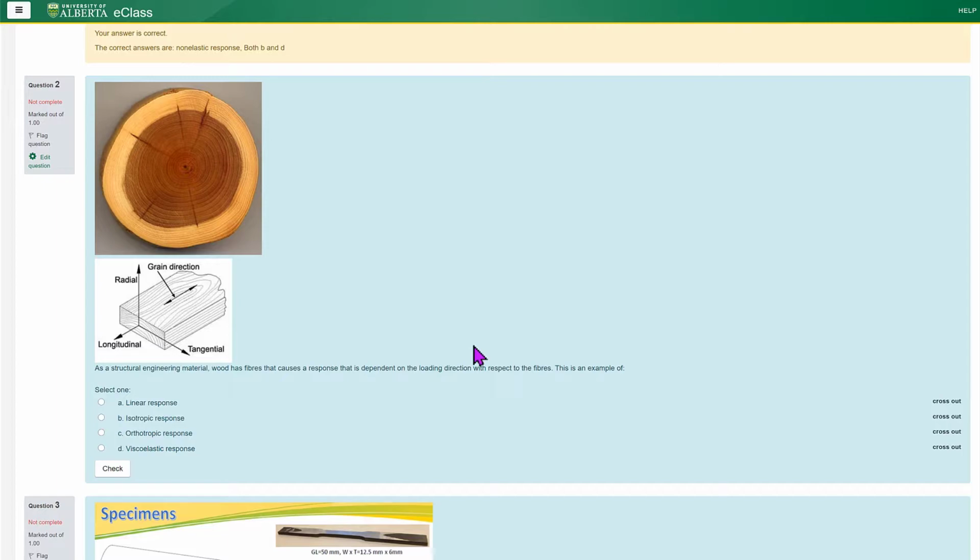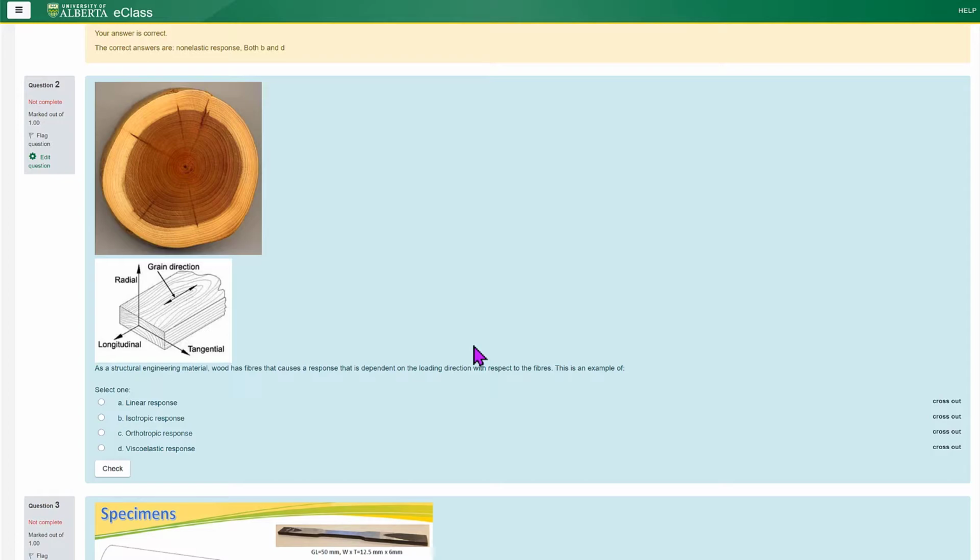And it says, as a structural engineering material, wood fibers, the response is dependent on the loading direction. Now, right away, just by looking at this question, whenever you hear about loading direction, that has to do with isotropic, anisotropic, or orthotropic responses, where orthotropic is just a subcategory of anisotropic. So what it basically means is isotropic means it doesn't matter which direction I load this in, it's always going to exhibit the same response.